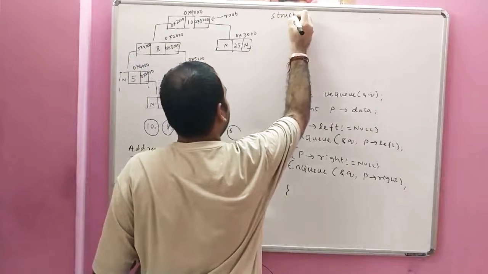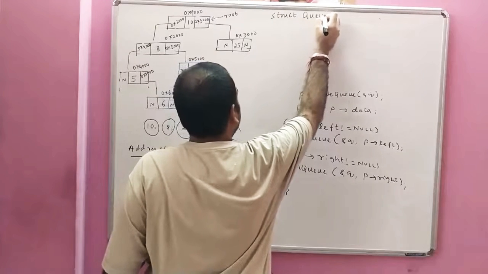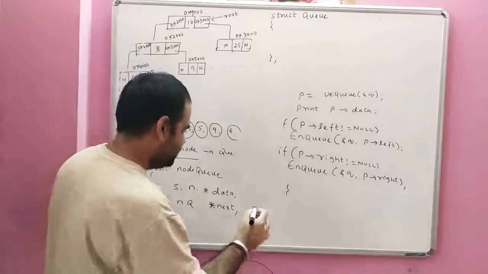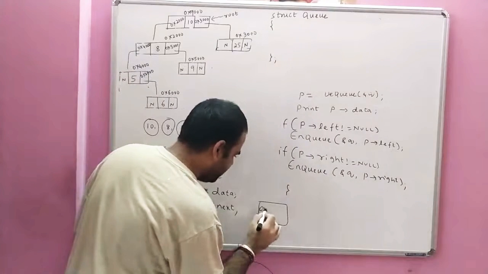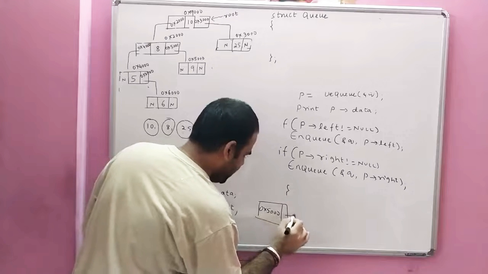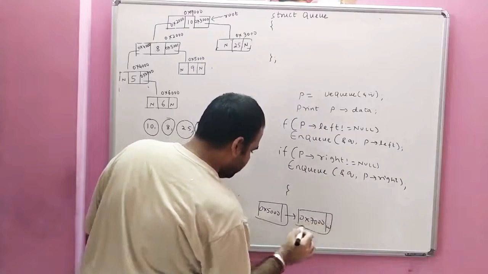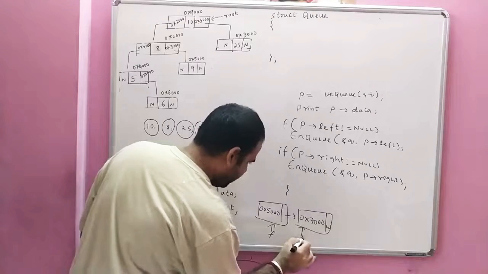We say struct queue. Okay. Now, this queue is made up of what? Linked list. Here I write it. Suppose I say 5,000 and here I write 7,000. Example. Now, this is the front end of the queue, this is the rear end of the queue.